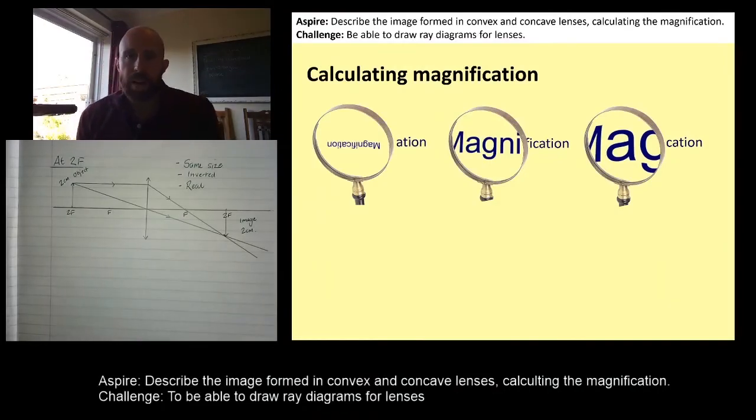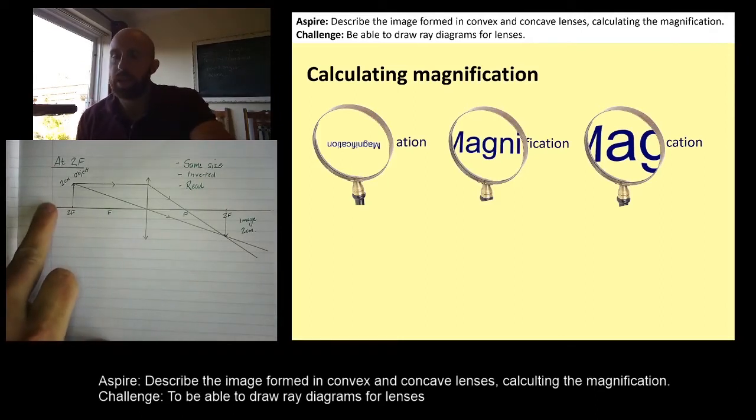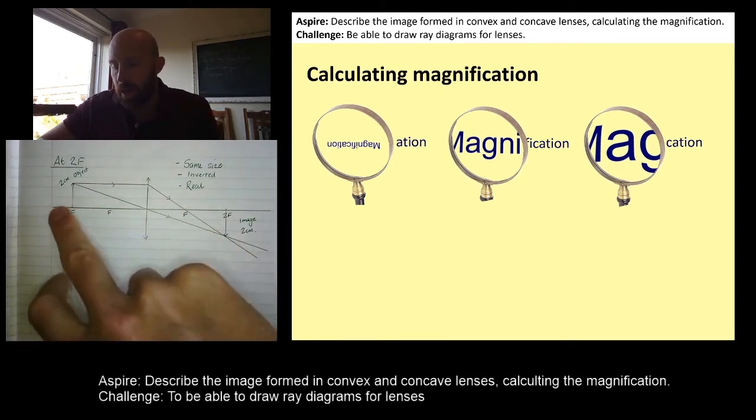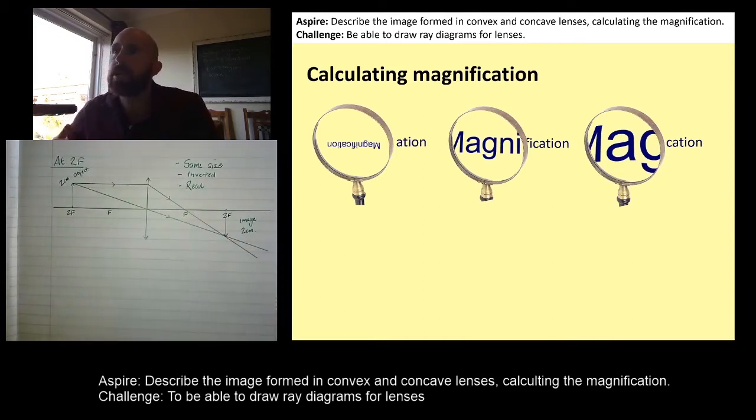So the final part of the Aspire objective we need to do is to be able to calculate the magnification. So all throughout these diagrams, we've calculated the size of the object and we've calculated the size of the image. And we've said whether it's been magnified or diminished, or in this case, the same size. If it's been magnified or diminished, you need to be able to calculate how much by. So this is how we calculate magnification.